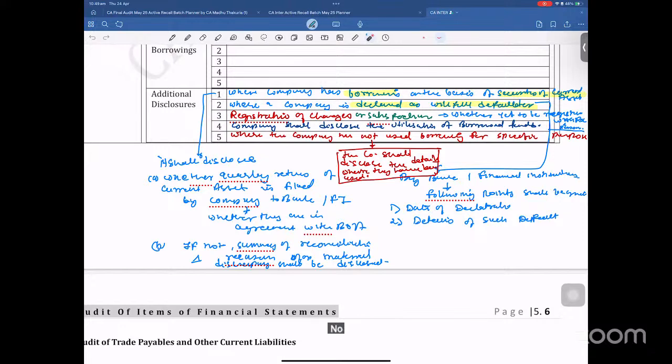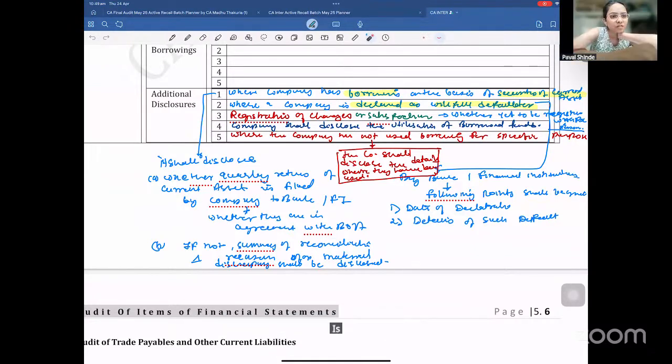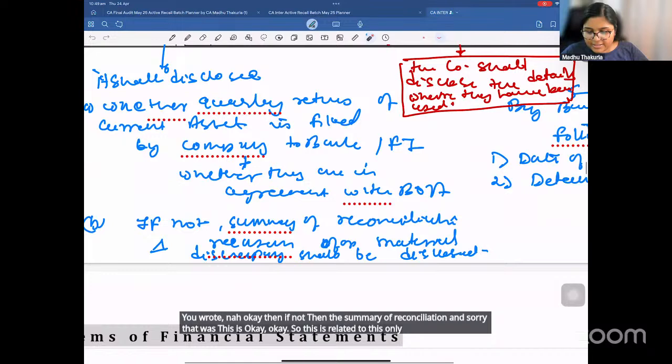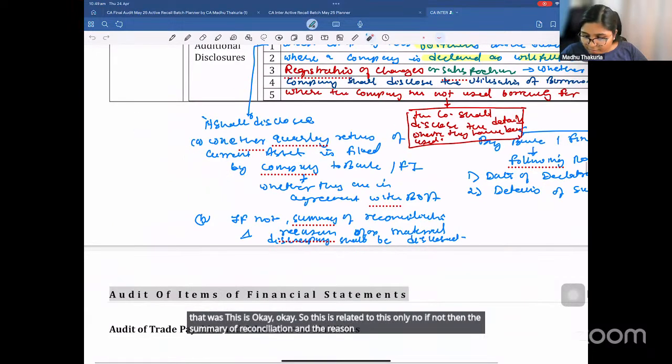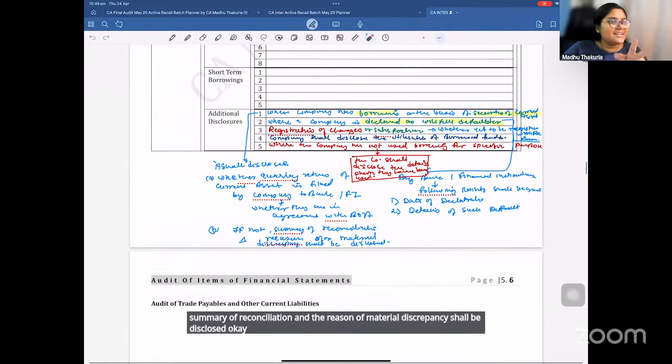Okay. If not, then the summary of reconciliation and the reason for material discrepancies shall be disclosed. So this is related to this only. If the return is not matching with the books of account, then the summary of reconciliation and the reason of material discrepancy shall be disclosed.